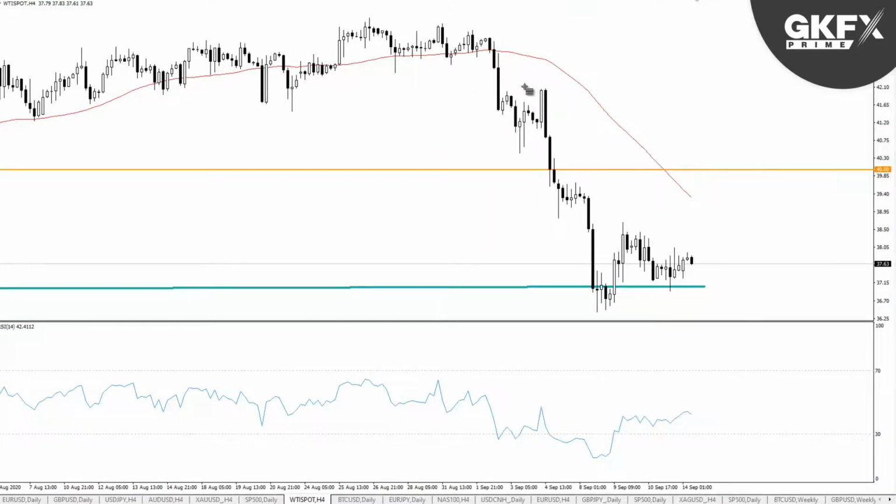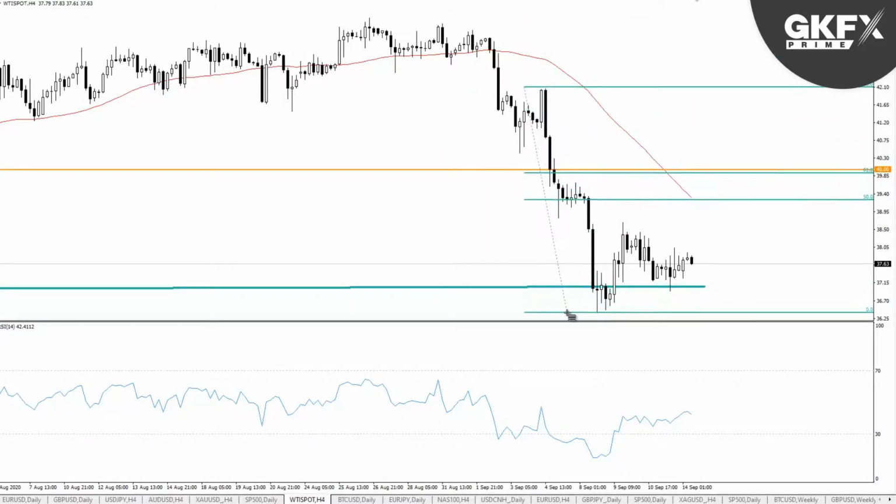If we look at our big latest decline, you can see that 40 coincides quite neatly with the 61.8% pullback of this last drop. And then the 50 is this consolidation area here, and our short-term 20-period moving average on the 4-hour chart.